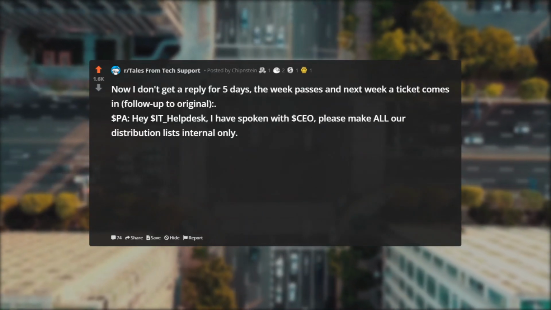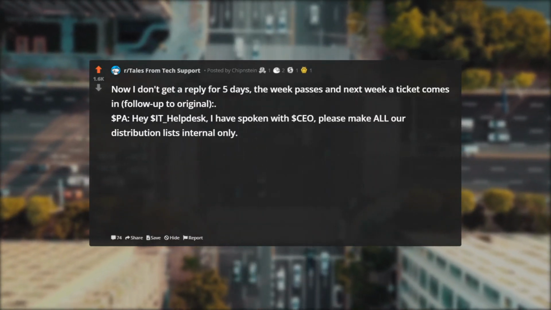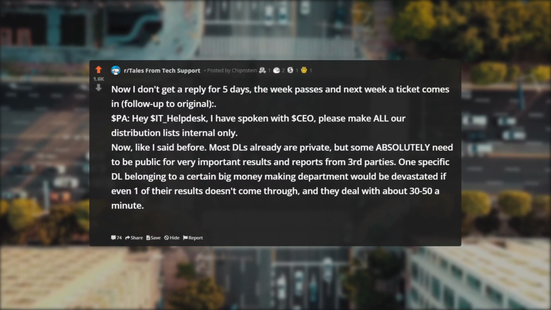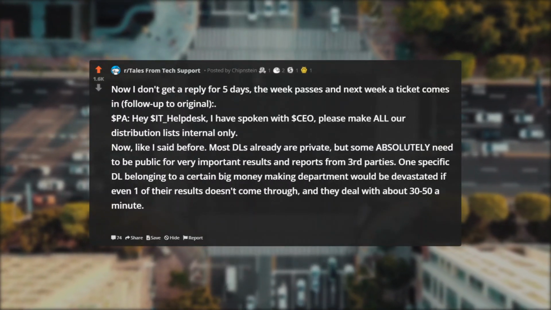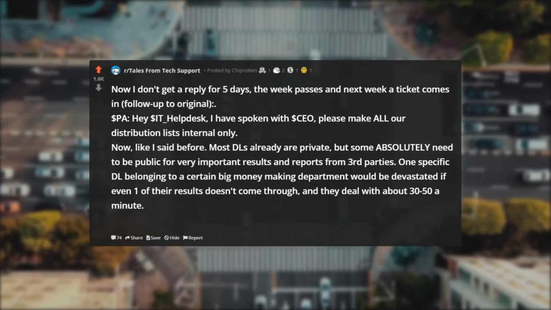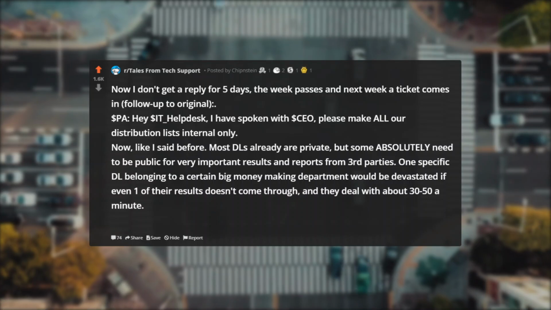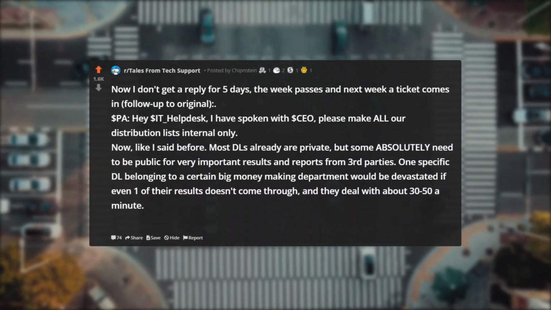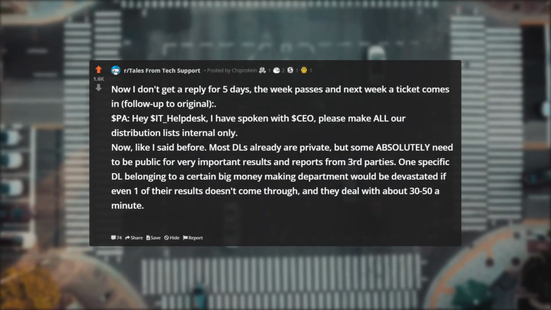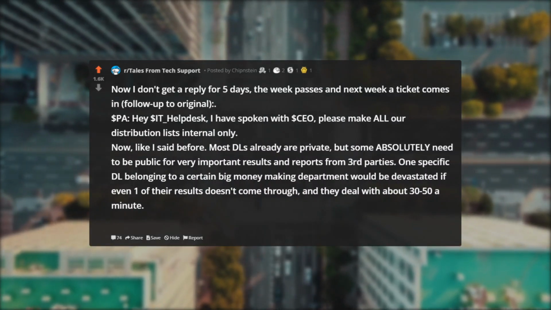$IT_helpdesk, I have spoken with $CEO, please make all our distribution lists internal only. Now, like I said before, most DLs already are private, but some absolutely need to be public for very important results and reports from third parties. One specific DL belonging to a certain big money-making department would be devastated if even one of their results doesn't come through, and they deal with about 30 to 50 a minute.